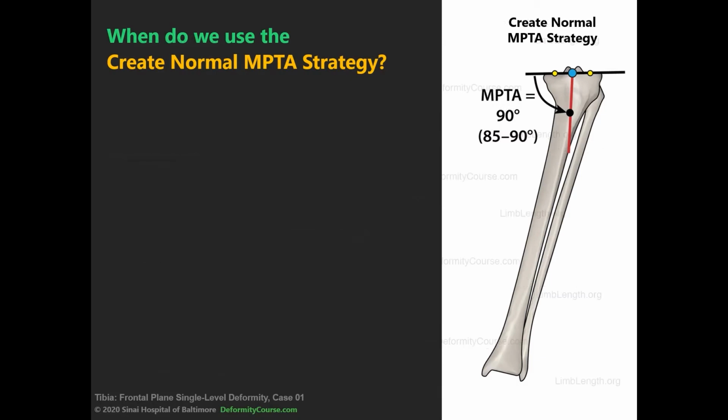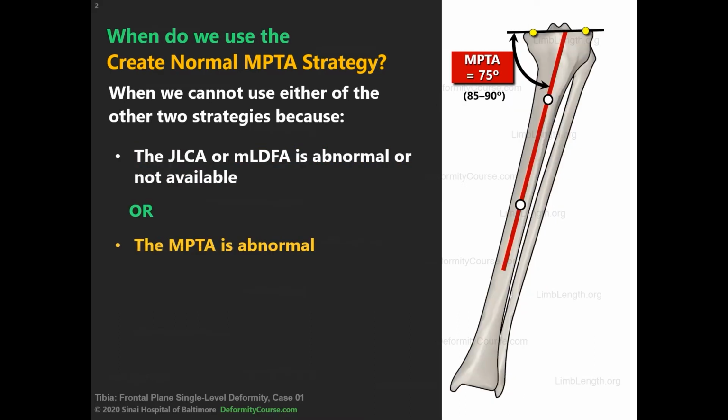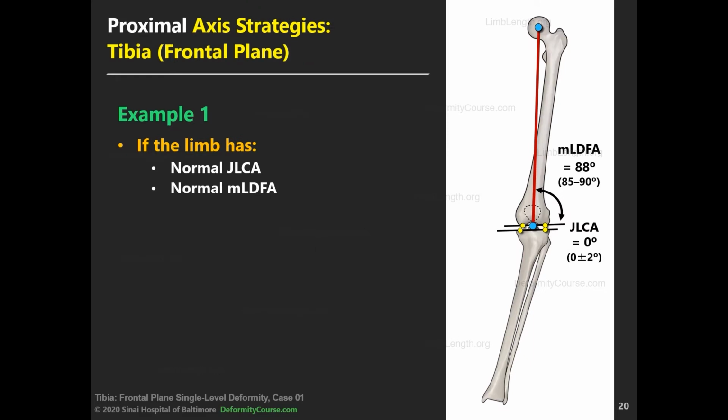When can we use the create your normal MPTA strategy? When the other two strategies are unavailable, when the deformity is very close to a metaphysis, and when the MPTA resulting in a mid-diaphyseal line is abnormal. Let's go over a few examples.